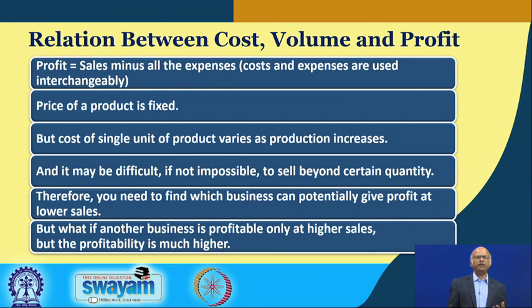Therefore, we need to find which business can potentially give you high profit at a lower volume. Alternately, there may be a business model which gives you profit at a much higher level, but then beyond that the profit margin is huge, as we saw in the previous session. In a high capital structure context and low variable cost context, your break even point will come much later because your fixed cost is very high. But then beyond break even point, for every additional unit of production, you actually make more profit.